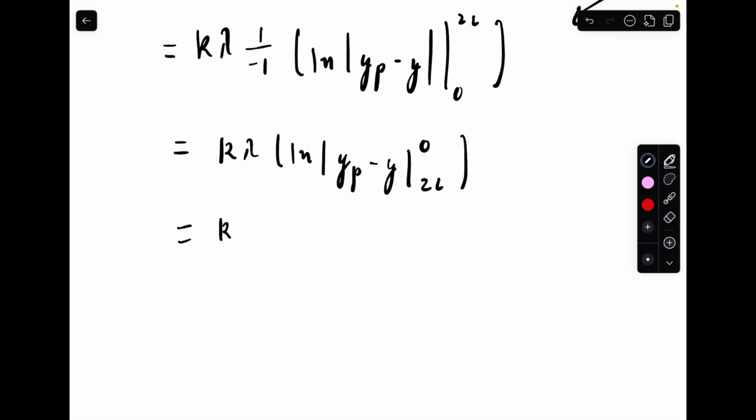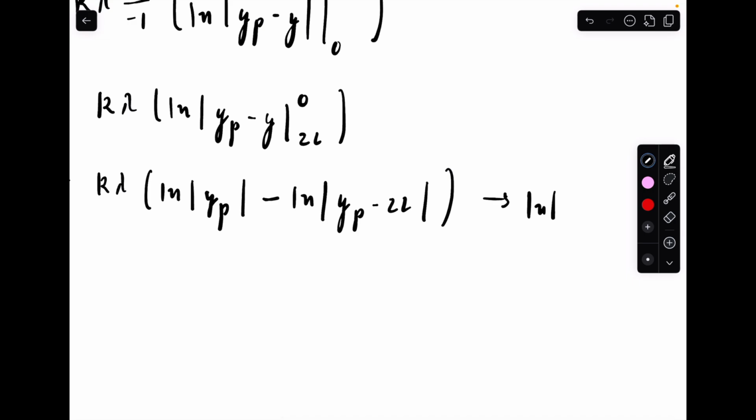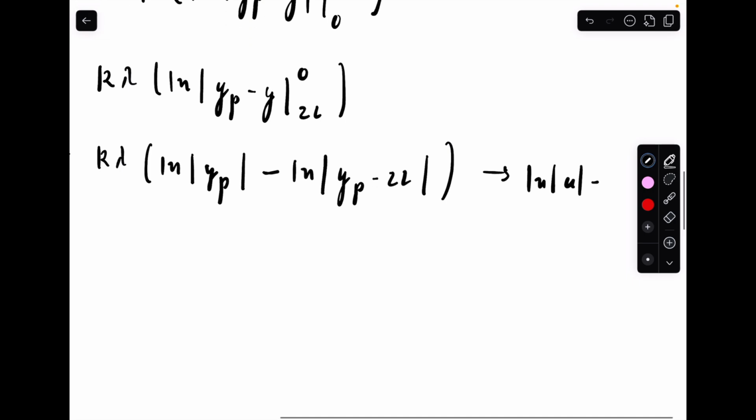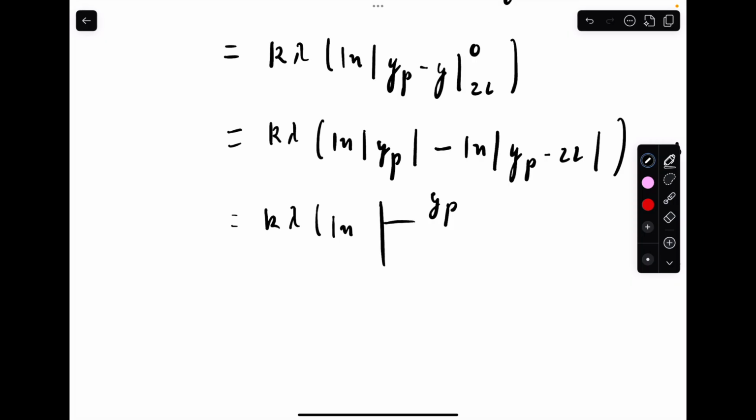Now I will get k lambda ln, and now I'll sub in: yp minus 0 is just yp, minus ln of (yp minus 2L). Now if you remember, when you have logs that are being subtracted, ln a minus ln b is equal to ln of a divided by b. We're just going to do the same thing here: k lambda ln, and we're going to have yp all divided by yp minus 2L.